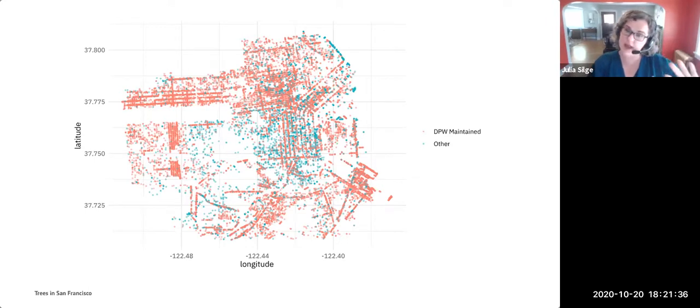And the color is mapped to who is in charge of maintaining each tree. Is it maintained by the Department of Public Works, or is it maintained by someone else? So if our goal is to train a model to predict who maintains the tree, a plot like this one is hugely informative and helpful for the practitioner, the person creating the model, in terms of what kind of model we might want to try. What predictors do we expect to be important? Do we expect spatial information to be important? And we use visualization as this tool in our process right away.